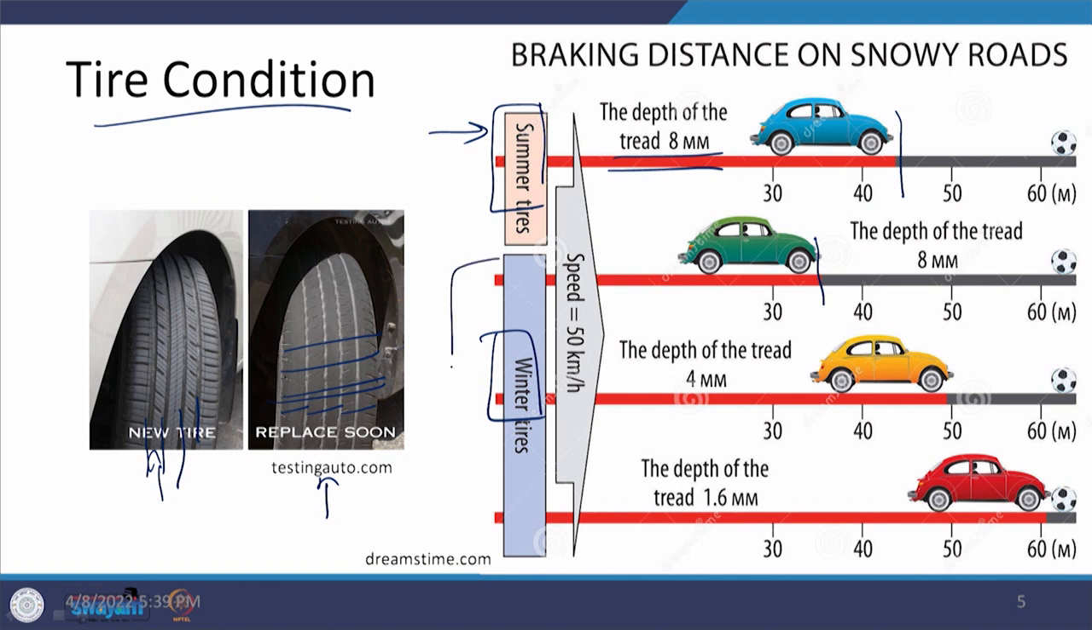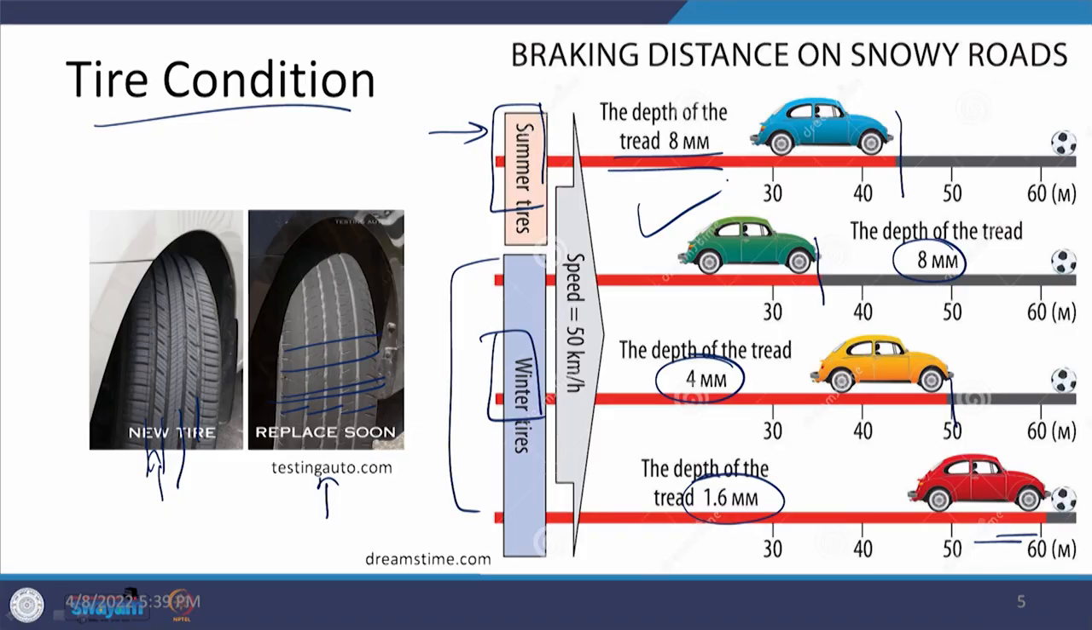But when you talk about the same season, and when you keep on reducing the depth of the tread, that means we are getting the tire worn out. So what we found is that if the distance by which the vehicle is going to stop changes from 8 mm to 4 mm, so the depth has reduced by 50%, your distance is increasing again by 1.5 times of what it was when the treads were 8 mm. And when it has reduced even further, to less than half of the previous value, what we found is that it has now gone to a much higher value of 60 meters.